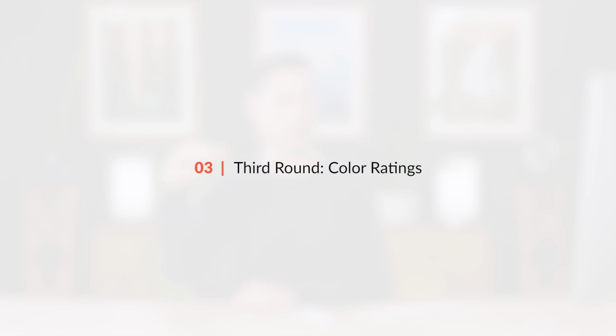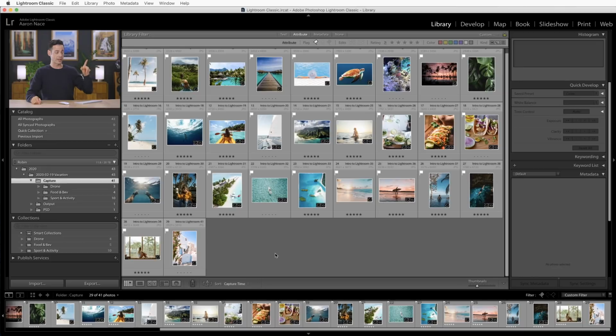Okay, well, we're about ready for step 3. So step 1 was choosing your picks. Step 2 is going to be your star ratings, and step 3 is going to be your color ratings. So before we get into step 3, I need to refine this and just see my stars. Here's how we do it.